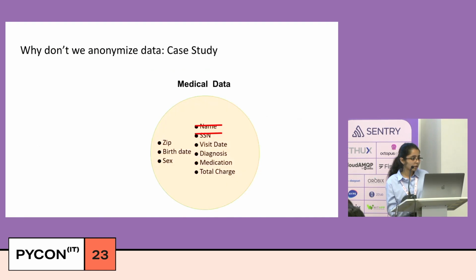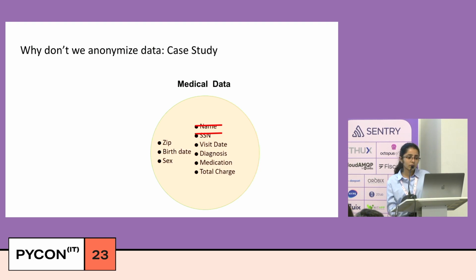Now, you all might be thinking, why don't we just simply anonymize the data? Why don't we just remove the information that we don't want to get leaked? So let's see why that won't help with the help of a case study. There is a hospital that is maintaining records of its patients, and these are the fields that the hospital is maintaining.